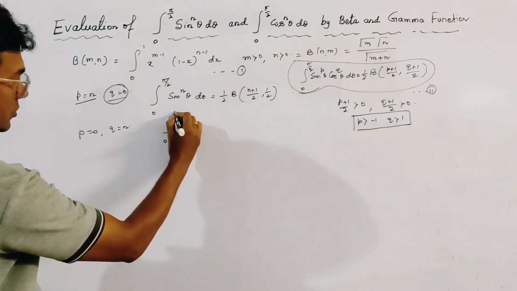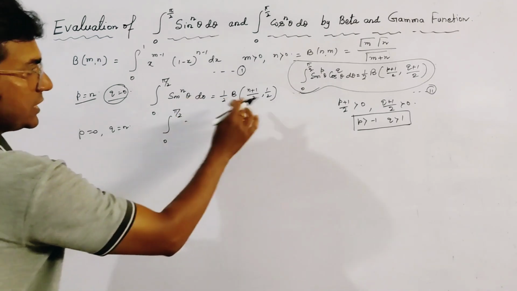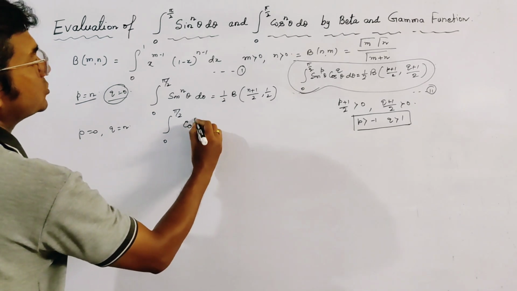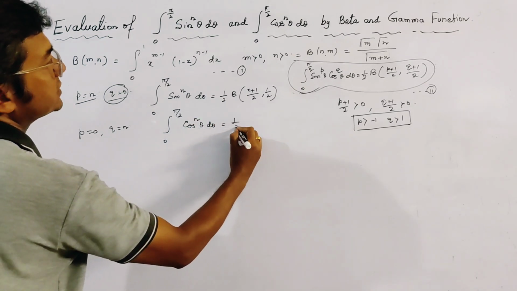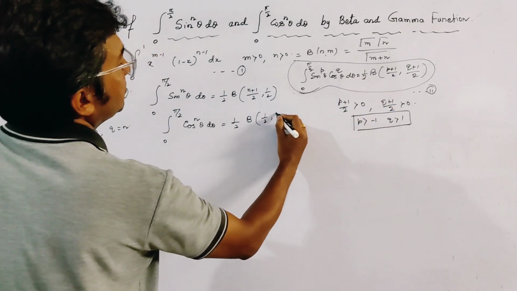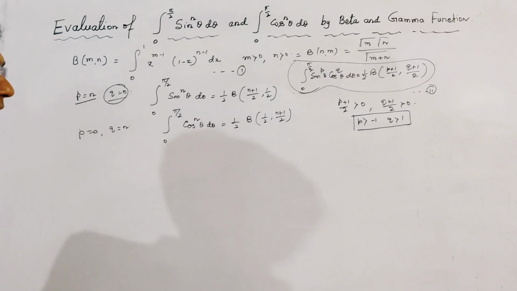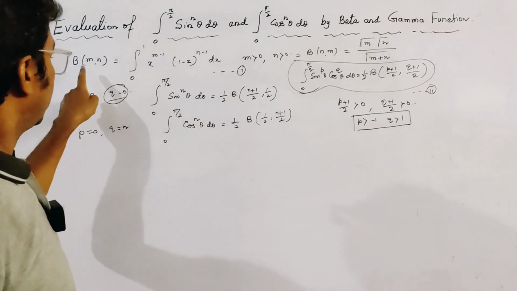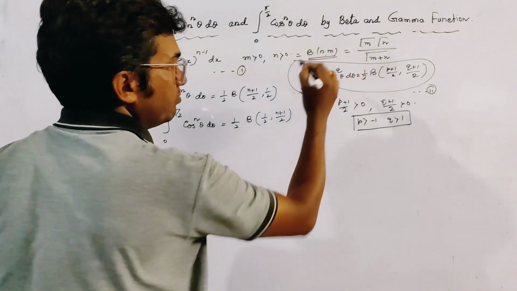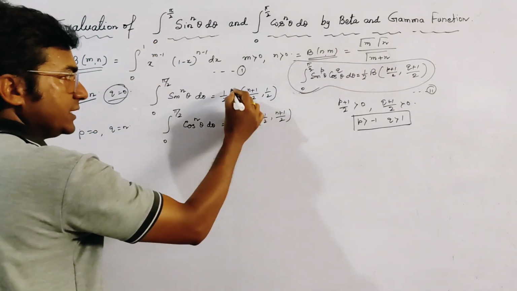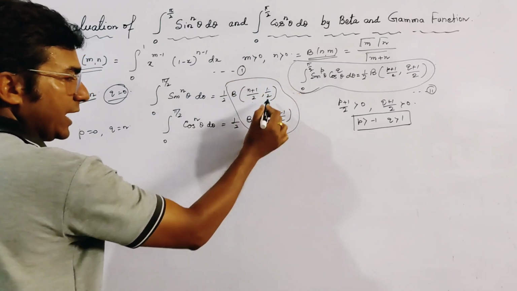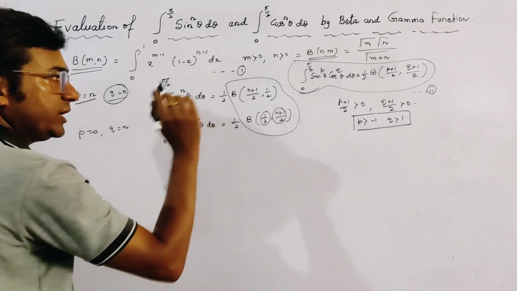Then we get the integration from 0 to pi by 2 of sine to the power 0 theta, which is 1, and the second term is cos to the power n theta d theta, which is half into beta, where the first term is half and the second term is (n plus 1) by 2. We also know from the first line that beta(m, n) is equal to beta(n, m), and it is clear that these two functions are the same, because (n plus 1) by 2 and half are simply interchanged.